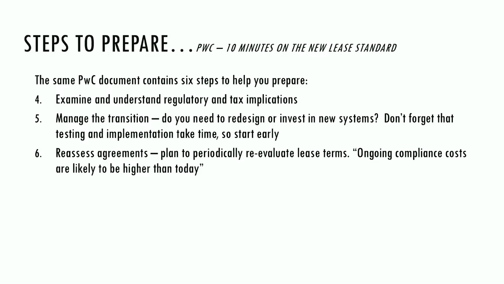Do you need to reinvest in a brand new system altogether? It does mention, of course, that testing and implementation take time. So start early. It's less than 2 years away. If you want to run a year of concurrent books to make sure that everything plays out properly, that means you've only got 10.5 months to get everything in place. So make sure that you manage it and plan it properly. And reassess the agreements. Plan to periodically reevaluate your lease terms. One of the things it does mention in there is that the ongoing compliance costs, because of the change, because of the need to reevaluate and reassess, are likely to be higher than they are today. So make sure that you budget for that as well.